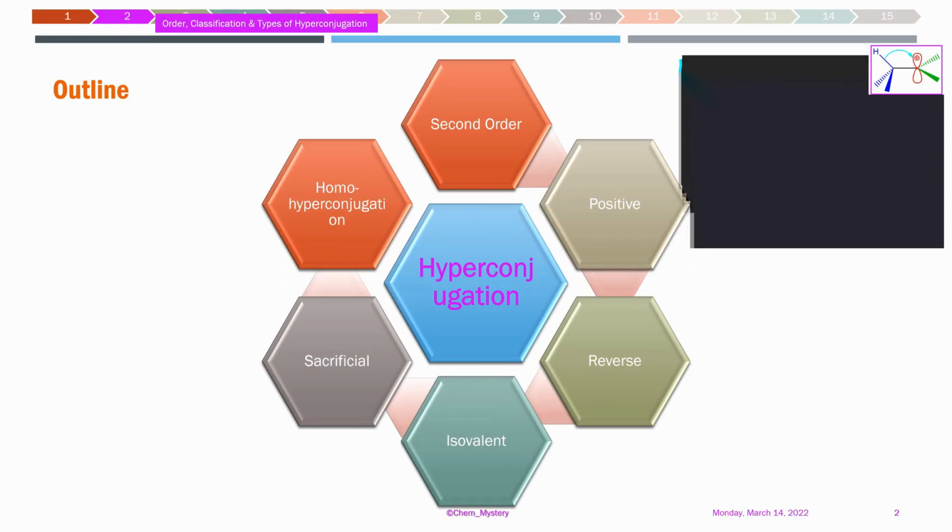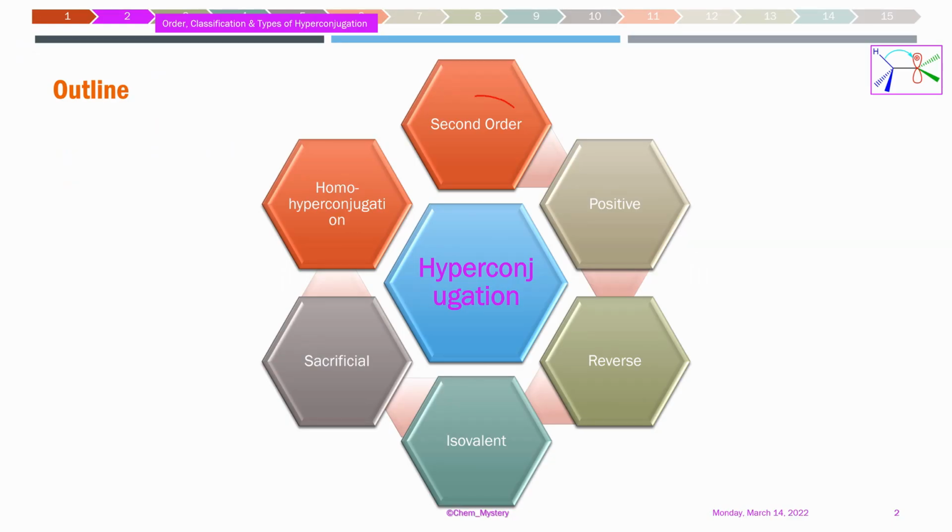So there are first order and second order of hyperconjugations. We will be seeing first of all what the order is and how we are recognizing it in comparison to the conjugation. Then when we'll be talking about classification of hyperconjugation, we'll be seeing there is something called positive conjugation and negative conjugation. Negative conjugation we are also sometimes calling reverse hyperconjugation. That will be on the basis of the direction of electron, in which direction the electrons are going.